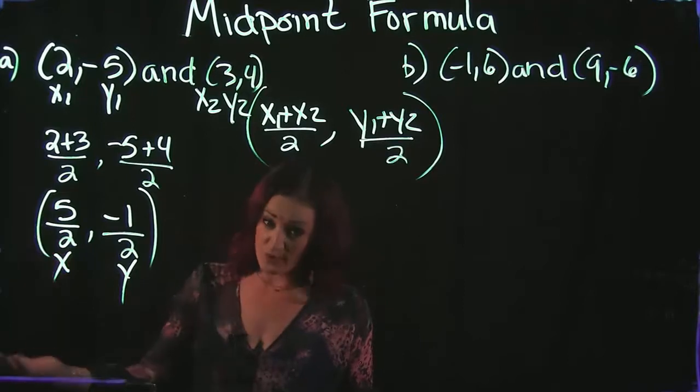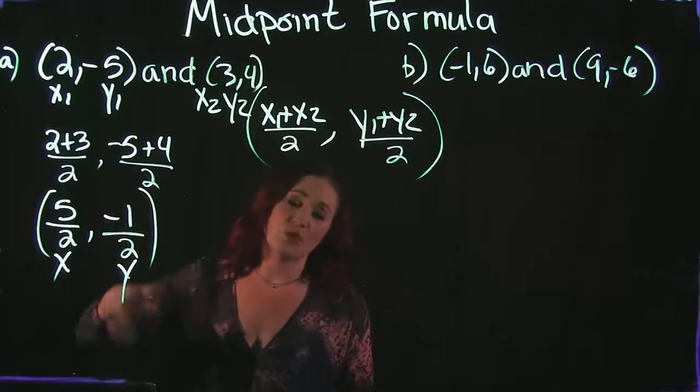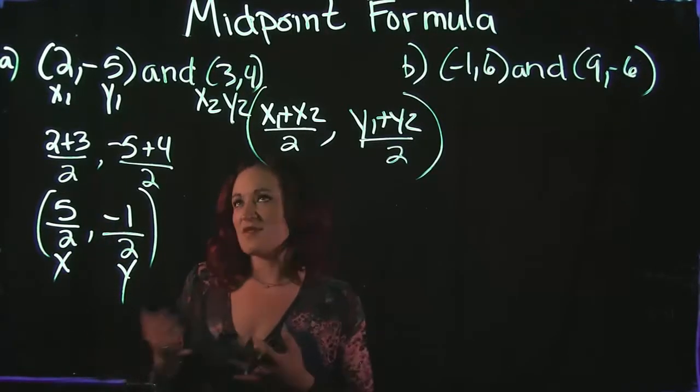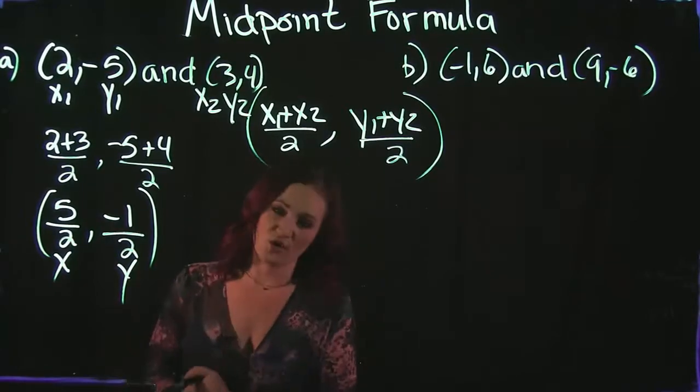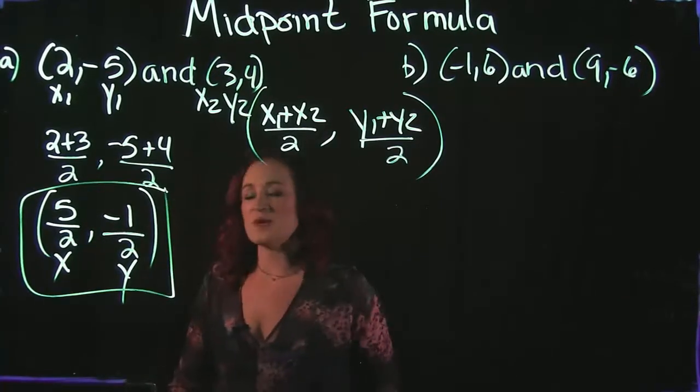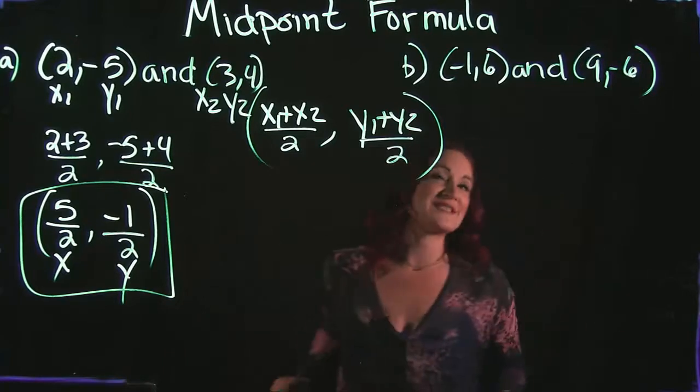5 halves is really 2.5, and negative 1 half is a negative 0.5. So maybe that might help you see a little bit visually on a graph. Otherwise, that is our midpoint there. Let's move on to the second example.